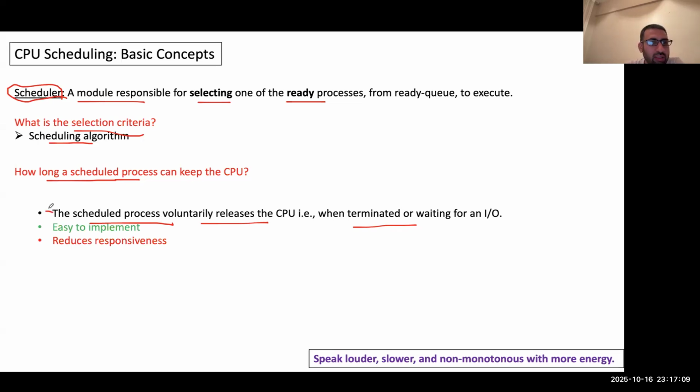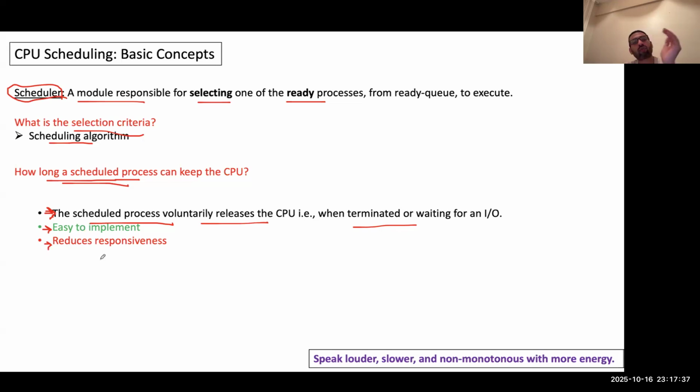So if this is our answer to the question of how long a scheduled process can keep the CPU, if this is the only way a thread will release the CPU, then this policy is easy to implement, because we only once allocate the CPU to a thread and then wait for it to voluntarily release it. We don't need to do anything else, right? However, the problem is that it reduces the responsiveness.